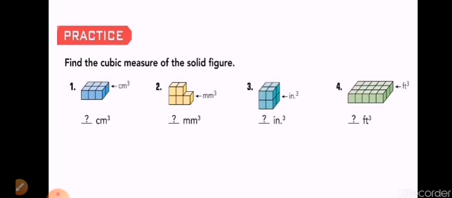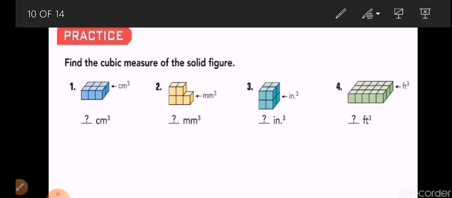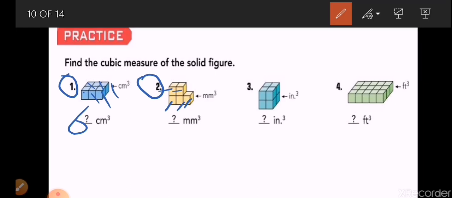Let's see the questions from your book. And while we're explaining, beside the way that we're explaining now, I will give you another way also to get the volume. Let's see, find the cubic measure of the solid figure. For example, number 1, just count how many cubic units you have. 1, 2, 3, 4, 5, 6, so 6 centimeters cubed. Number 2, 1, 2, 3, 4, 5, so 5 millimeters cubed.